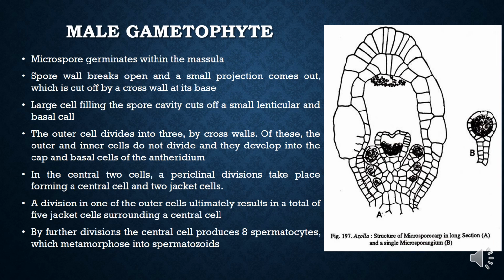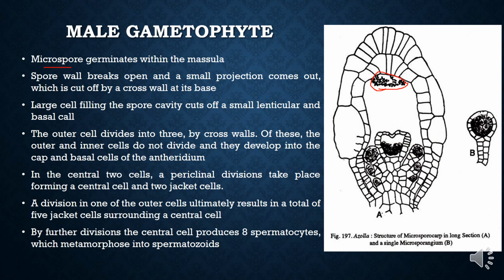This is the diagram of the male gametophyte, where the cyanobacteria Anabaena azollae is getting incorporated in the male gametophyte. And this is the antheridia, the antheridia in formation that produces the sperms.